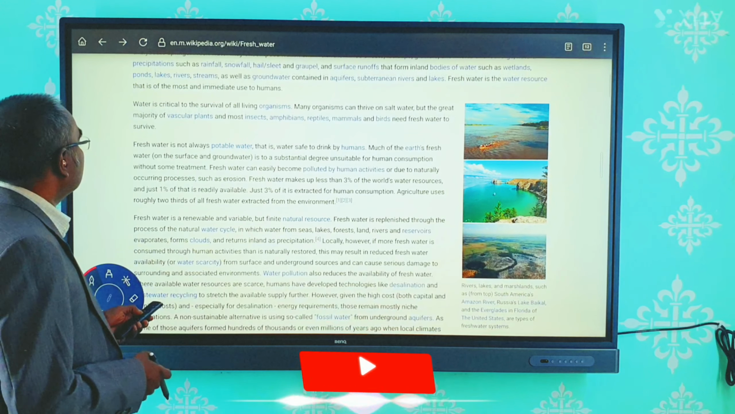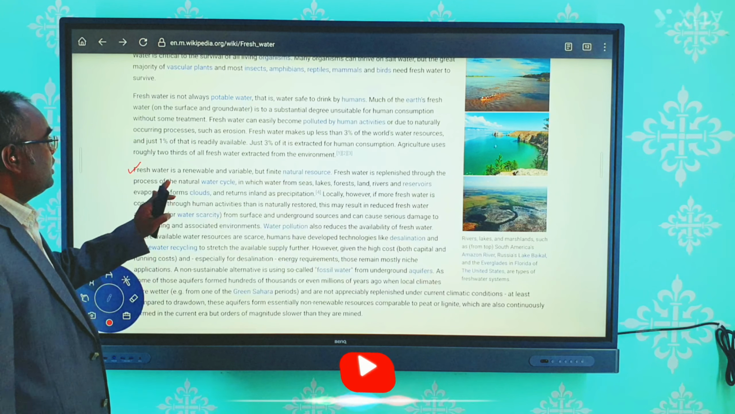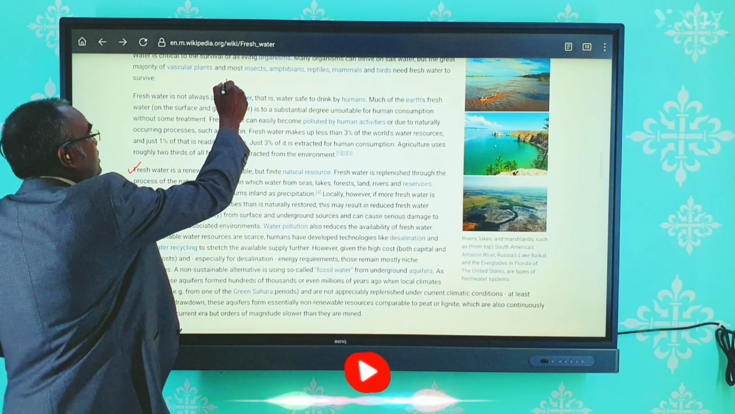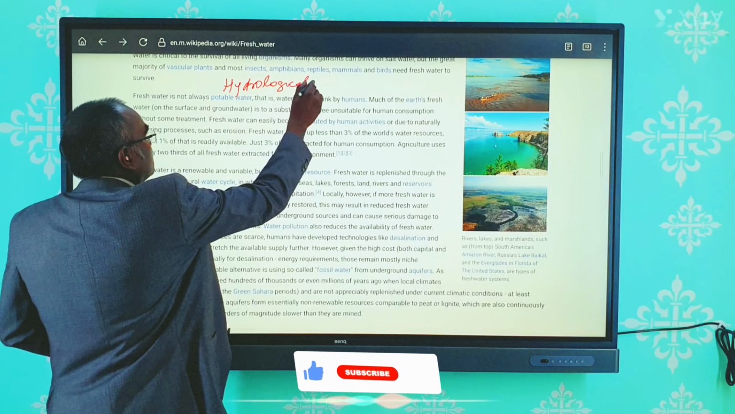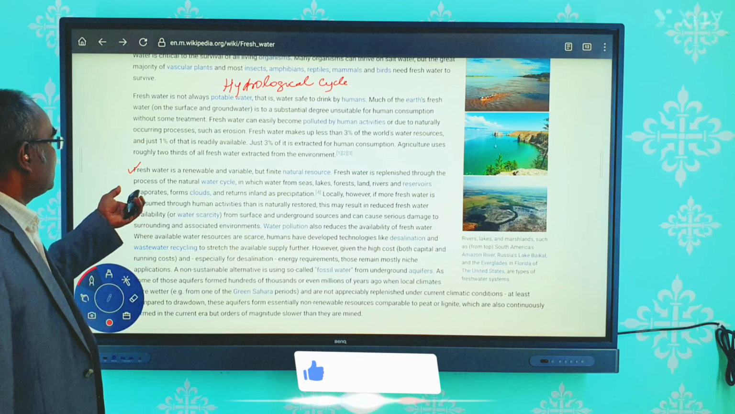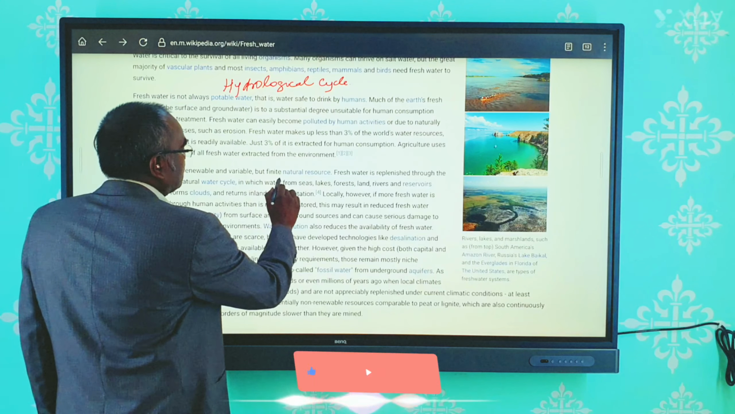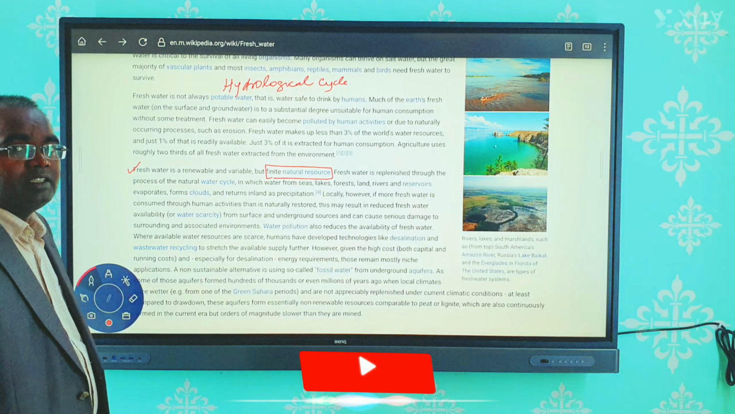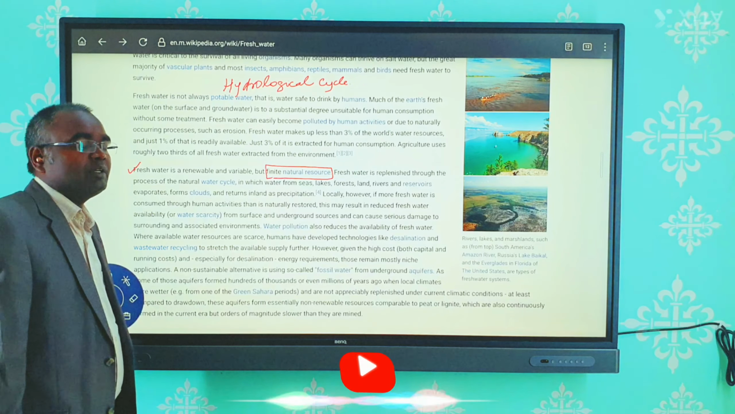Further, fresh water is renewable and variable. You might have learnt about the hydrological cycle. With this cycle, our water becomes renewable and variable, but it is a finite natural resource. That means if you waste the water, it doesn't come back in the same quantity.